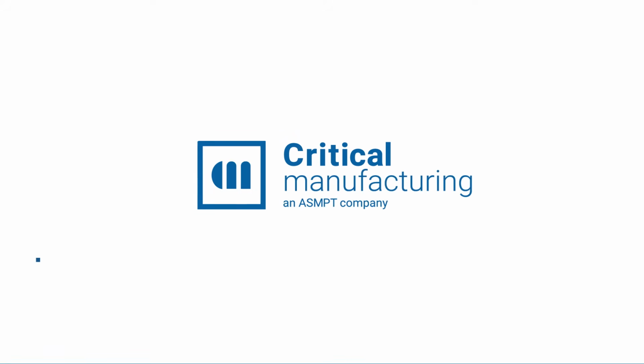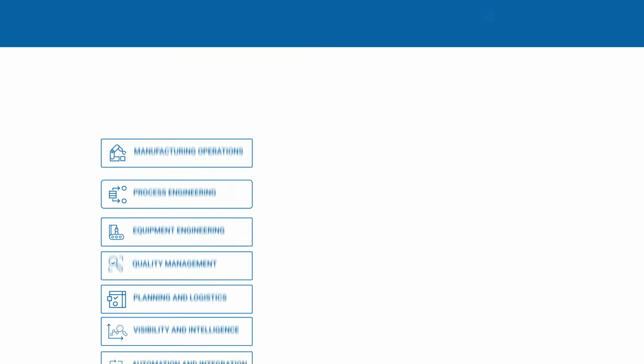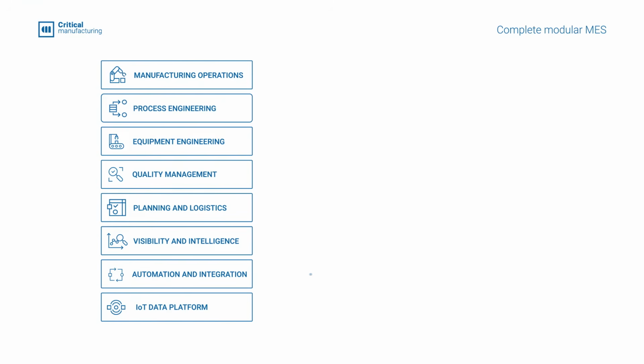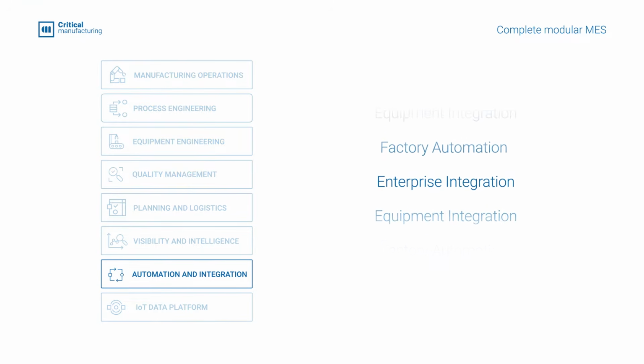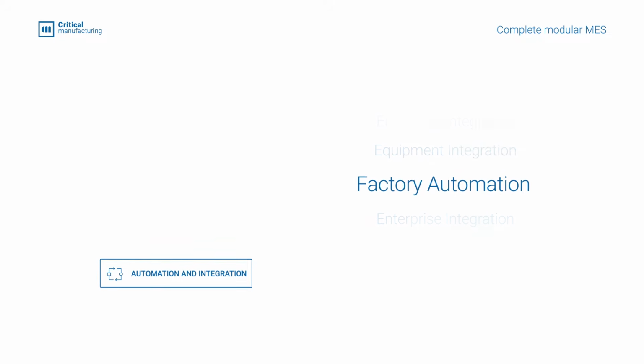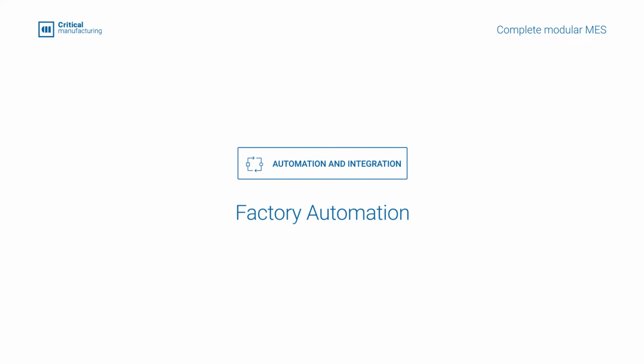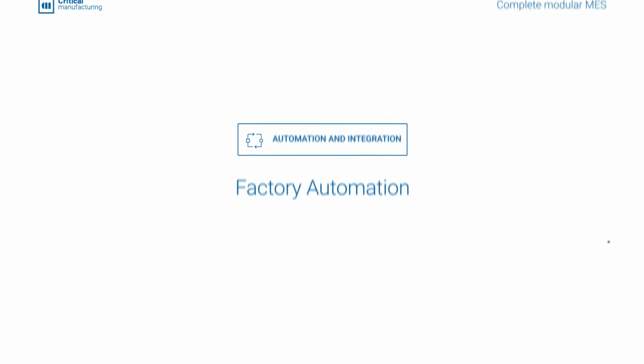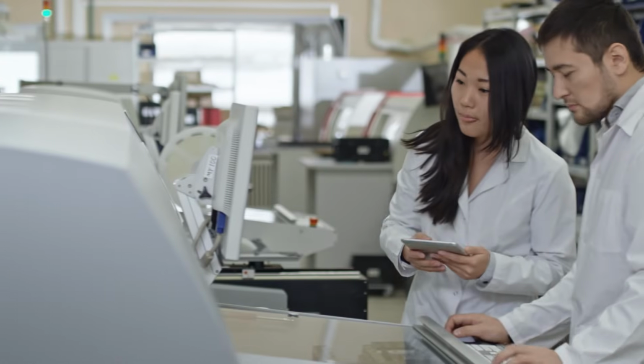Critical Manufacturing MES is the most innovative, modular, and fully integrated manufacturing execution system for complex global manufacturers on the path to digital transformation. The Factory Automation Module was designed to provide manufacturers with advanced automation.